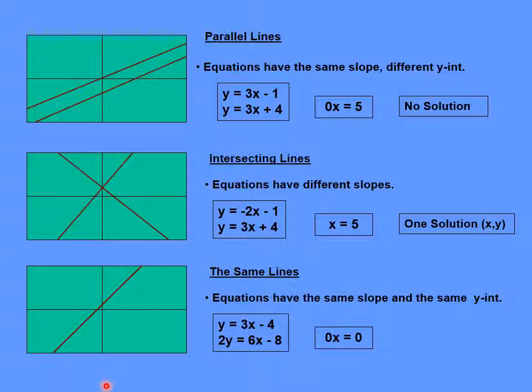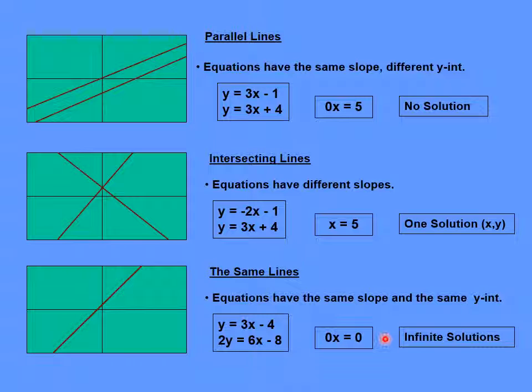So this solution, if we were to try substitution or elimination, our solution would look like this. We would get stuck at a point where we would have 0x equals 0. So notice how it's different from this solution. This one would say 0x equals a number, and it doesn't have to be 5, it could be any number. But this one will always say 0x equals 0, and that's how you know that you have two of the same lines on top of each other. And this solution is called an infinite number of solutions.